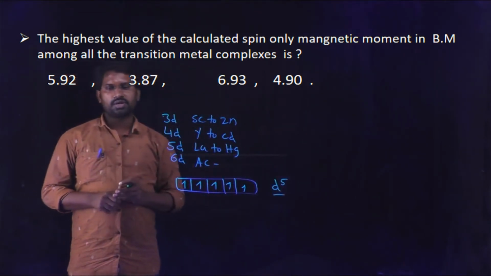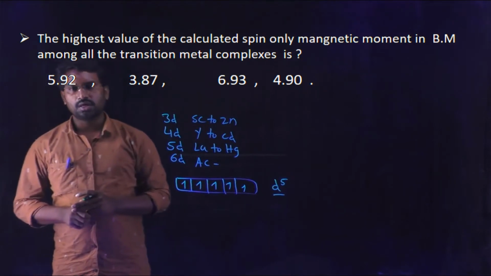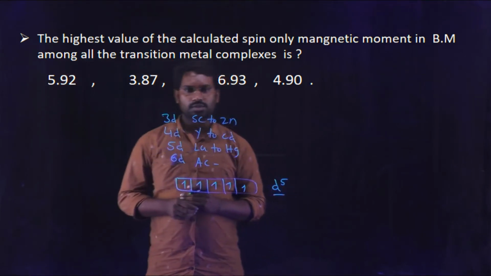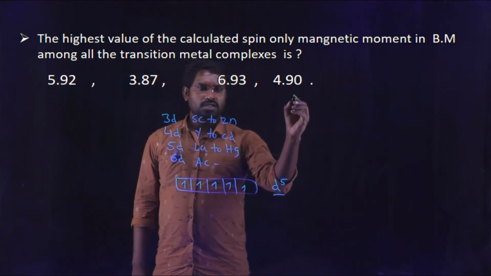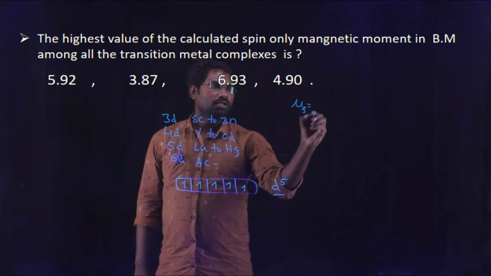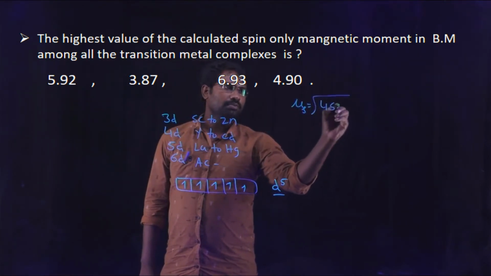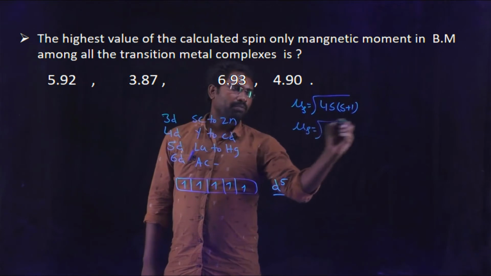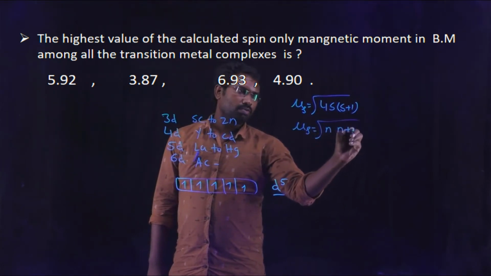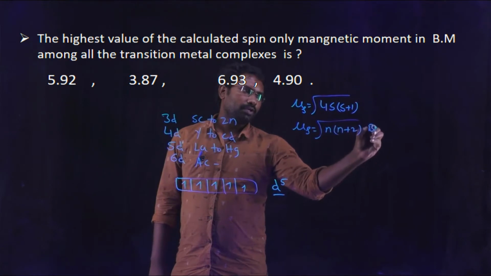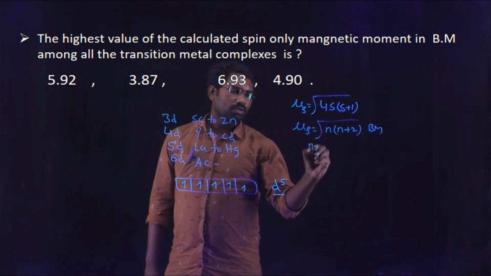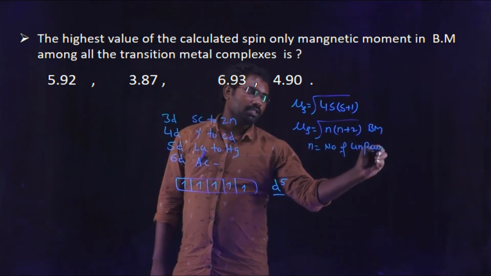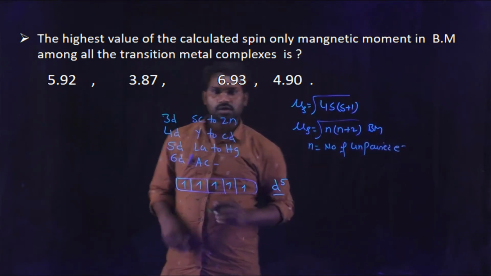After knowing the D5 configuration, we have to use the formula for the calculation of the spin-only magnetic moment of the given transition metal complex. There are two formulas. The first one is mu s is equal to square root of 4s into s plus 1. In case of number of unpaired electrons, mu s is equal to square root of n into n plus 2 Bohr magneton. Here n is equal to the number of unpaired electrons present in the given transition element or ion.